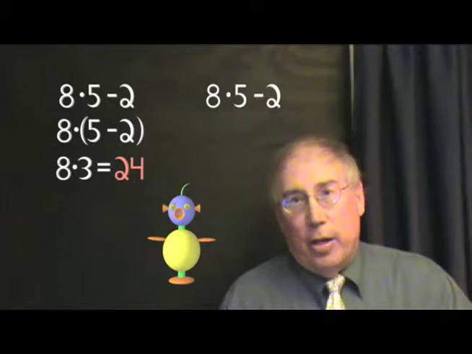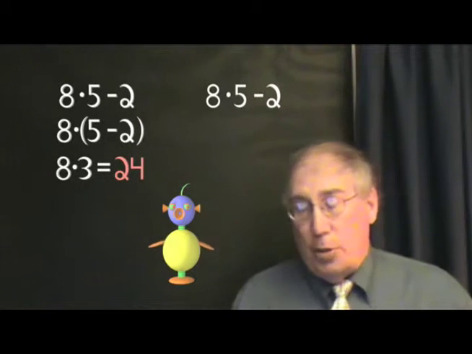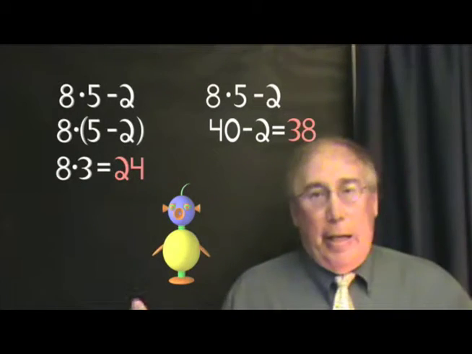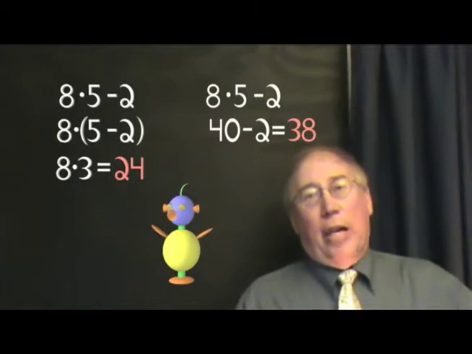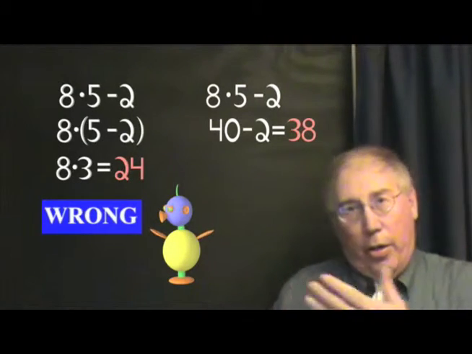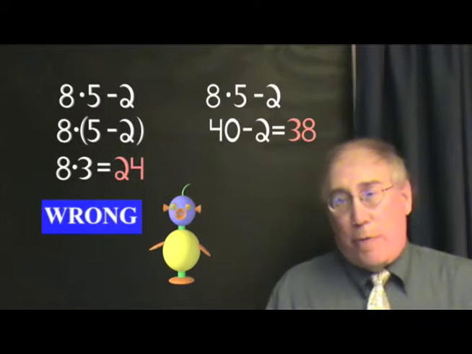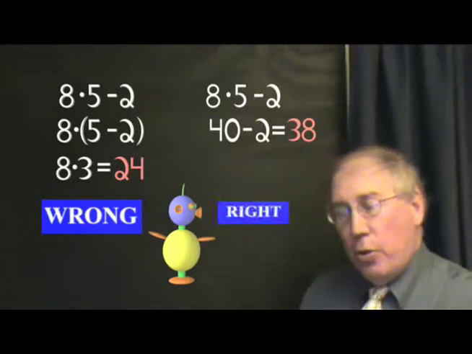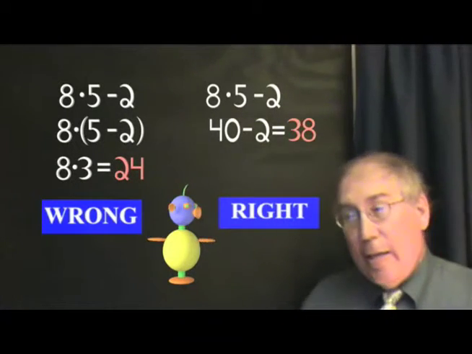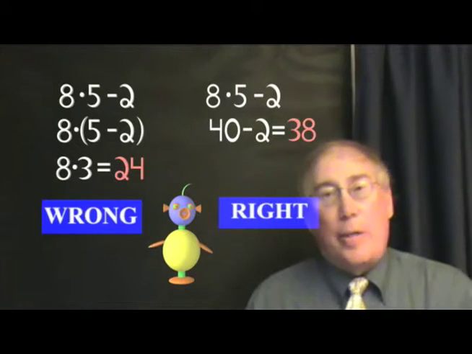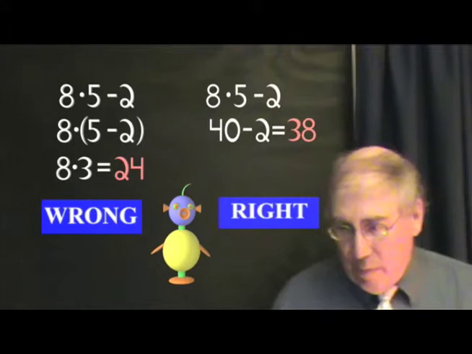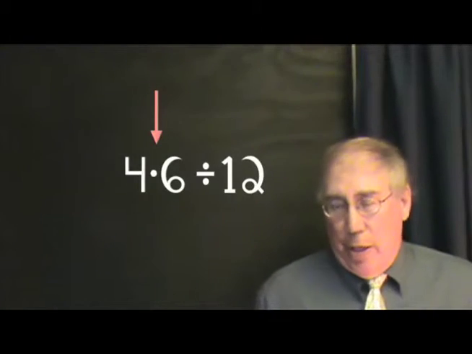Now let's try it another way. Let's multiply 8 times 5. That's 40, minus 2 gives us 38. We have 2 different answers. So there's got to be a convention. There's got to be some rules as to how we do problems like this. So the rule is that we do multiplication and division first, and then addition and subtraction. So the one on the left is wrong, and the one on his right is right. We did the multiplication first, and then we did the subtraction. So that makes it right. So keep that in mind as we go through these problems.